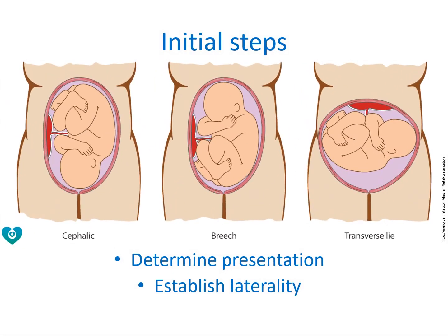Initially what you need to do is orient yourself to the fetus, and the very first thing that you do when you start scanning is you determine the fetal presentation. I've shown 3 different examples here, but what this really means is you need to orient yourself to the fetus so that you can then establish laterality, left and right in the fetus.